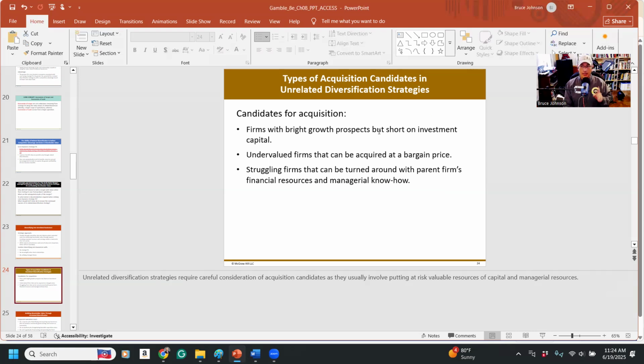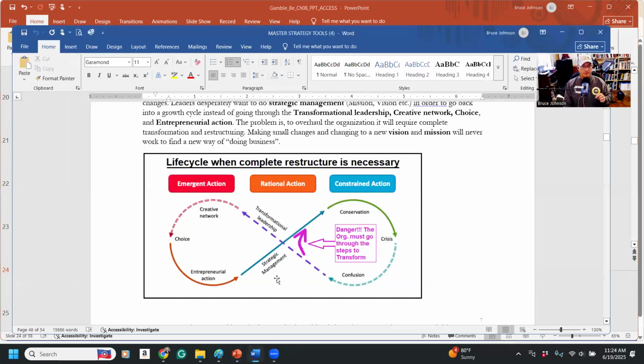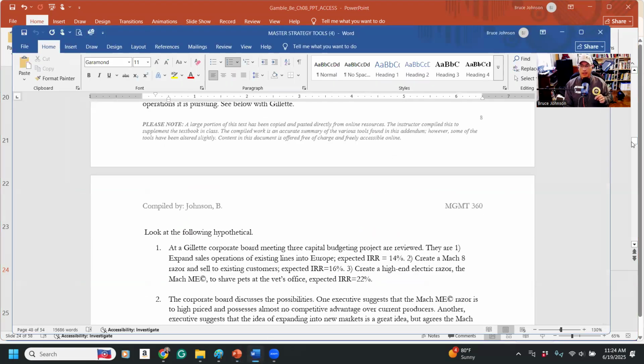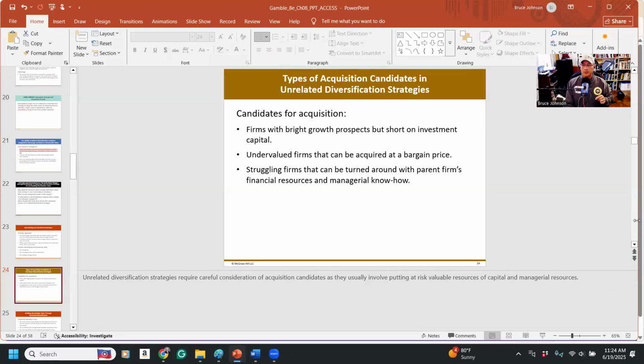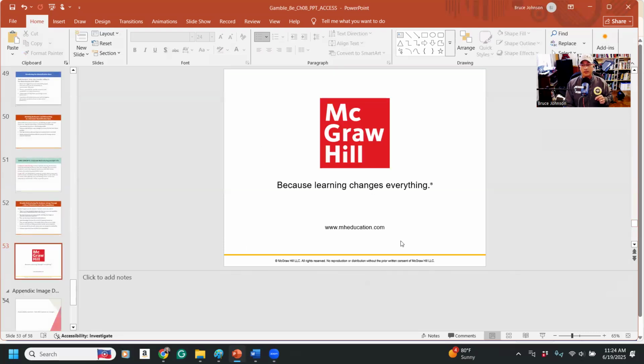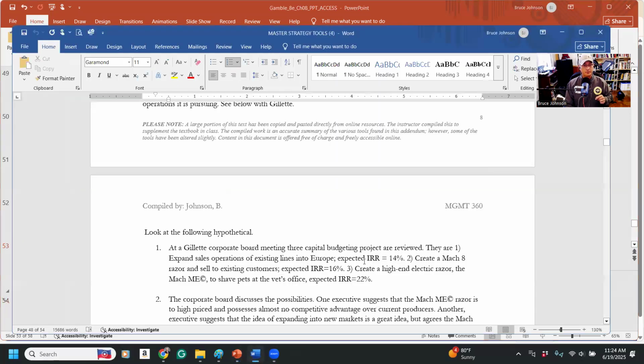Now, here's the problem with that idea. If we go back and we go to the end of our master strategy and tools, somebody asked me the other day, how do you come up with the names of all this stuff that you create? And the answer is, I don't know. Sorry.